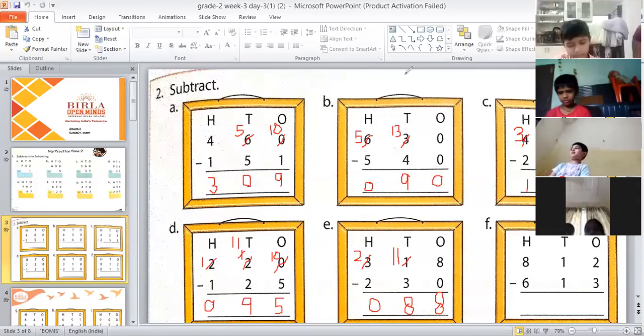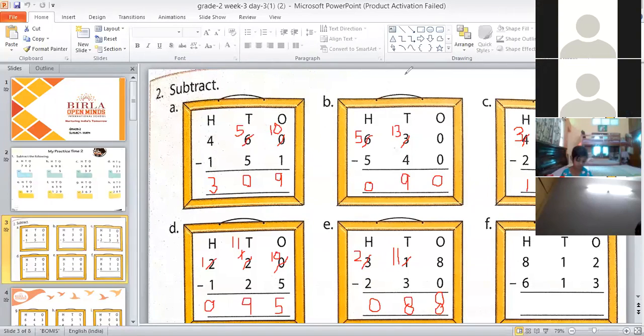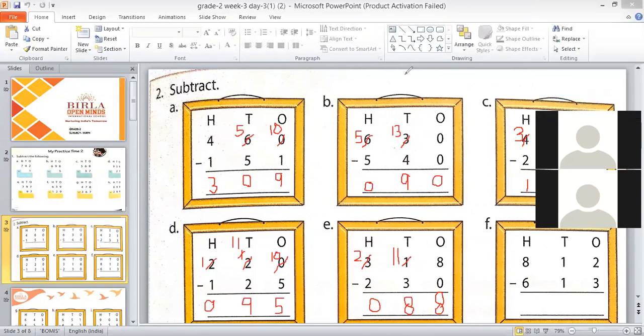Yes, Riti, now read this. How you will read this number? Riti, tell me what is the answer? 88. Answer is 88.